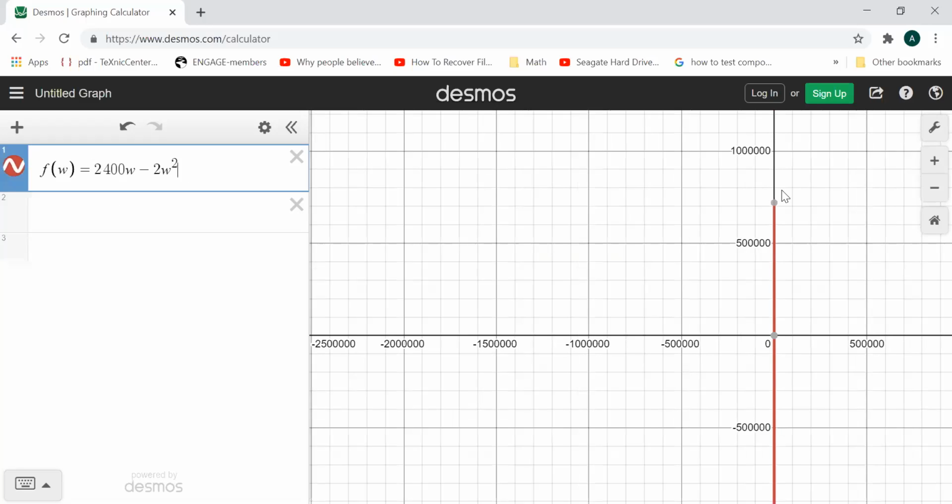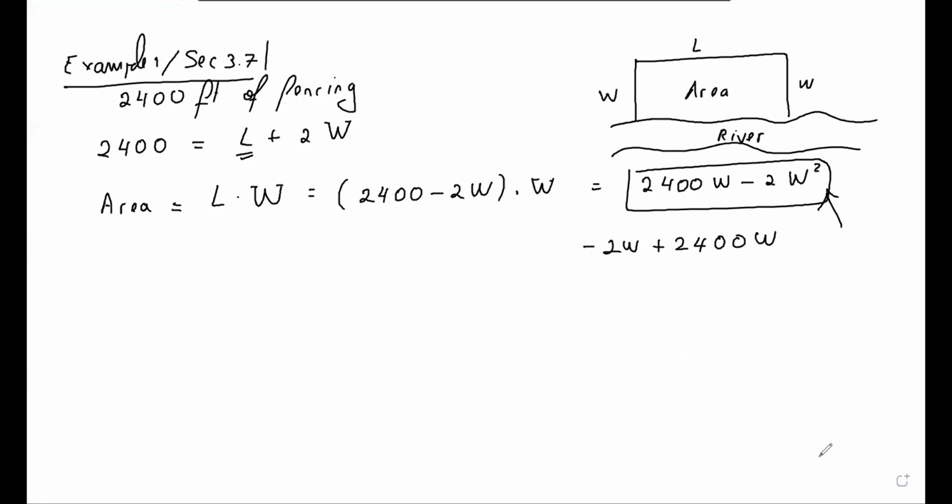So that's the same function, folks, with the same maximum here at 607,000. That tells me that there is a maximum when w is 600. So let's go back to our calculation and actually calculate the maximum.